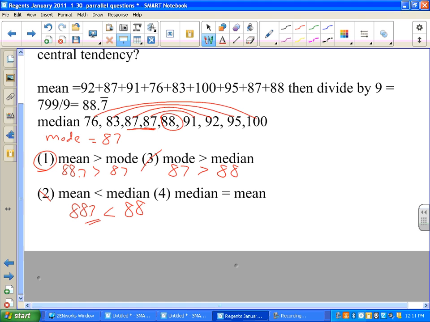Is the median equal to the mean? Does 88 equal 88.7? No. So we double checked to make sure that was the only answer that was correct.